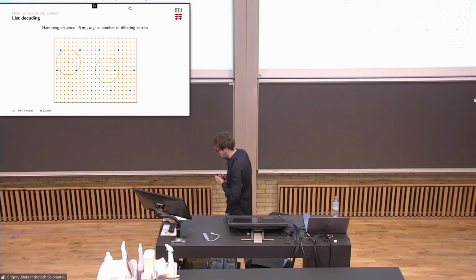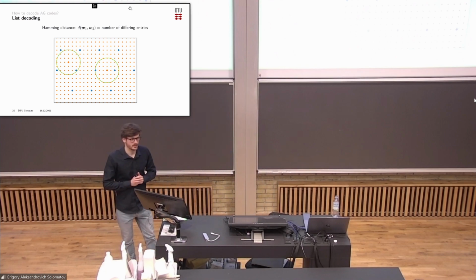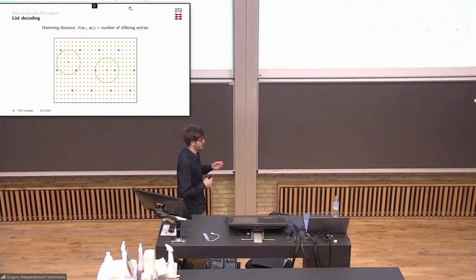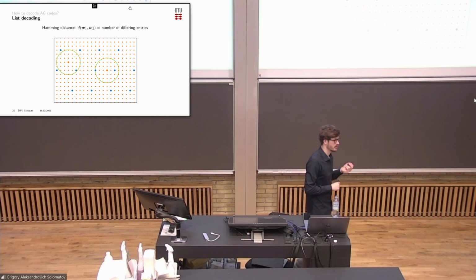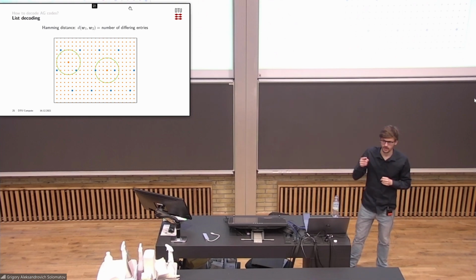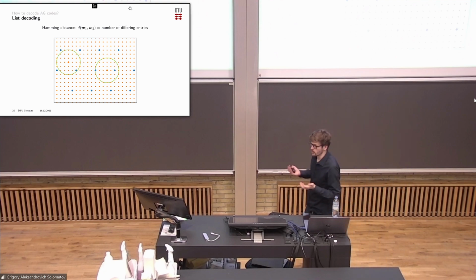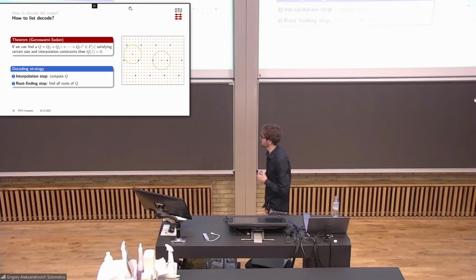So then a natural question to ask is, okay, we accept this setting that we get a received word, we decide a certain radius around it, and we accept to find a list of codewords within that ball. How can we do it efficiently? And this is what I will be talking about now. This is what the paper that I'm talking about is all about.